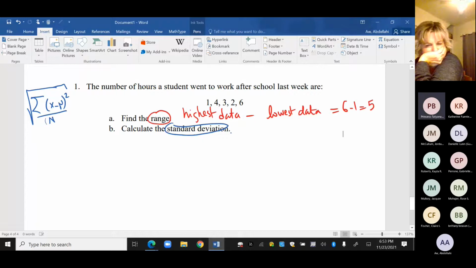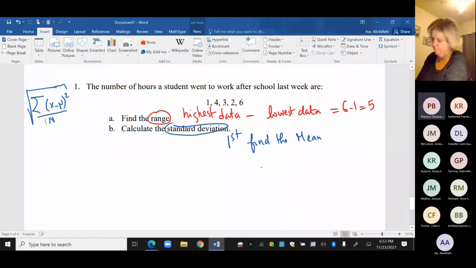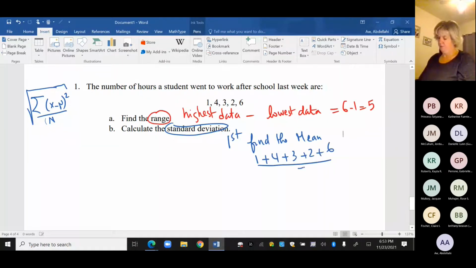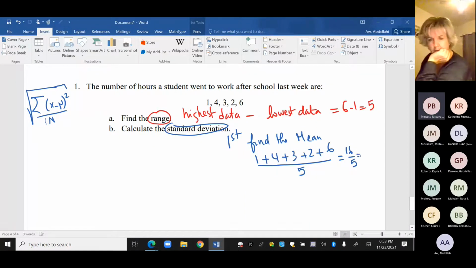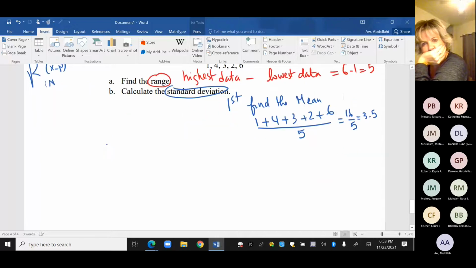First, find the mean. What is the mean? 1 plus 4 plus 3 plus 2 plus 6, all over 5, right? Which is 16 divided by 5, which is 3.2. Okay. Now I do my very nice table here.